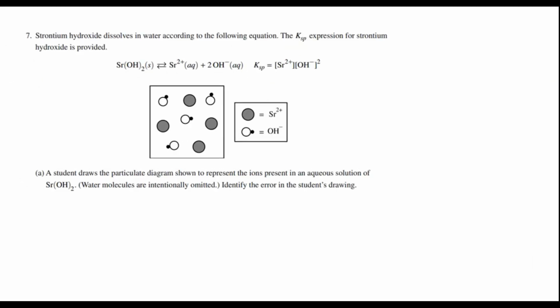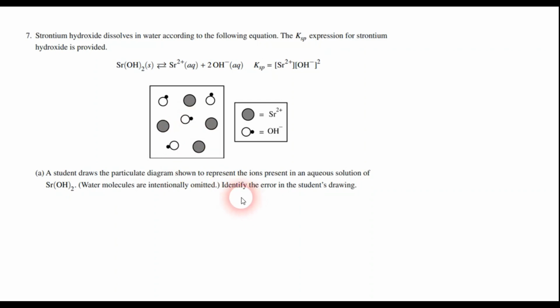Question 7 starts out with strontium hydroxide being dissociated and dissolved here in solution. And here we have another particulate diagram. We've actually seen several of these on this FRQ exam this year, and this seems to be the last one. We have a student drawing a particulate diagram shown to represent the ions. The strontium, or these dark circles, and the hydroxide are supposed to be these little things here with the O and the H. Of course, water's not there.